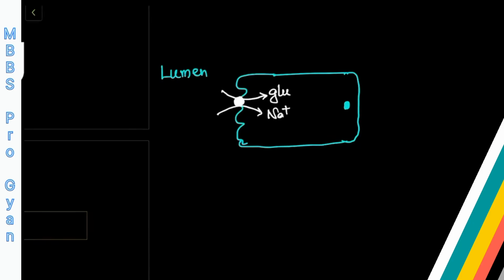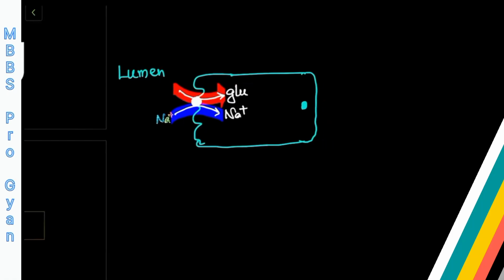Now first of all, glucose and sodium are moving together. That's why it is known as a symporter. Sodium is moving from high concentration to low concentration, along the concentration gradient, but glucose is moving against the concentration gradient, because in the intestinal cell the glucose amount is very, very high. So from lumen to intestinal cell, glucose enters against the concentration gradient, but sodium moves along it.